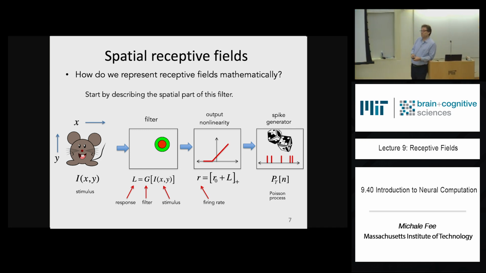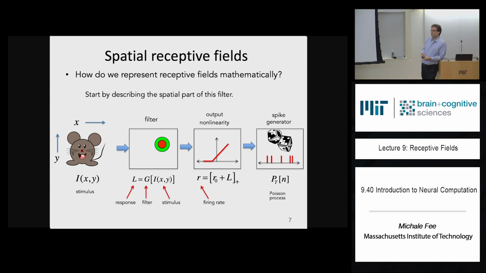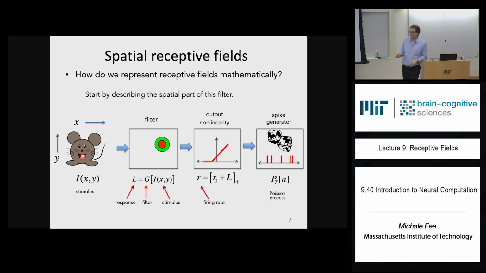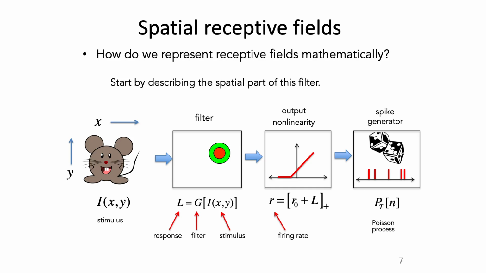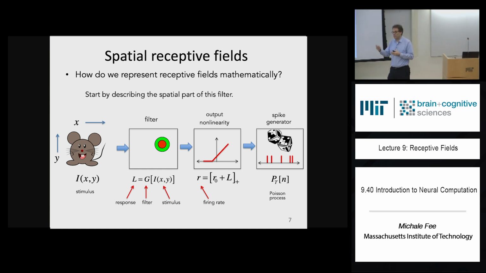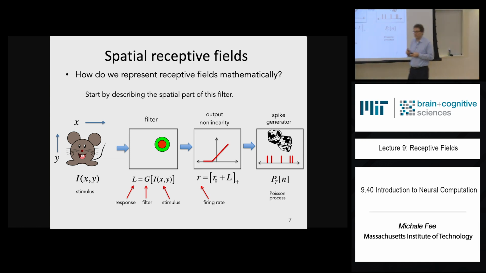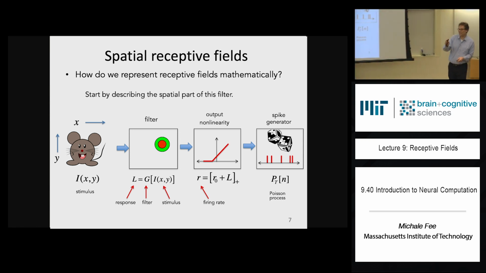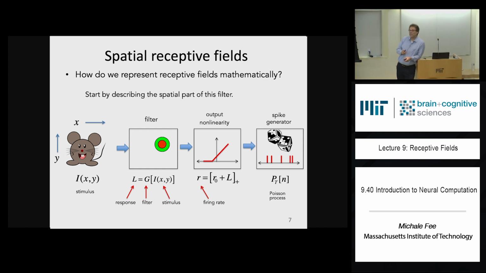Yes, Jasmine? Great, exactly. So it's going to turn out that we're going to treat this as a linear filter. The output of this filter will be calculated for a spatial receptive field as the correlation of this filter with the stimulus. But in the time domain, when we calculate a temporal receptive field, we're going to use a convolution. Okay? And we'll get to that in a minute. That's the very next thing. Great question. Anything else?